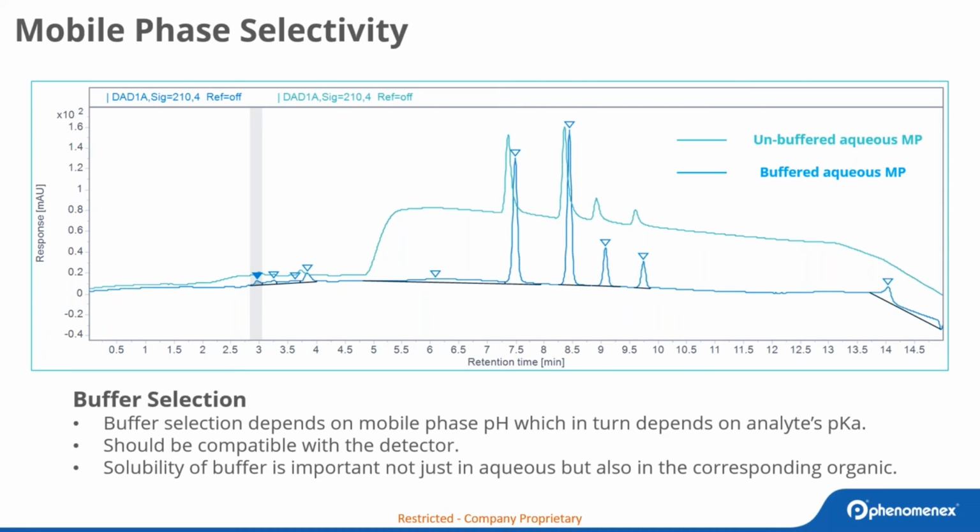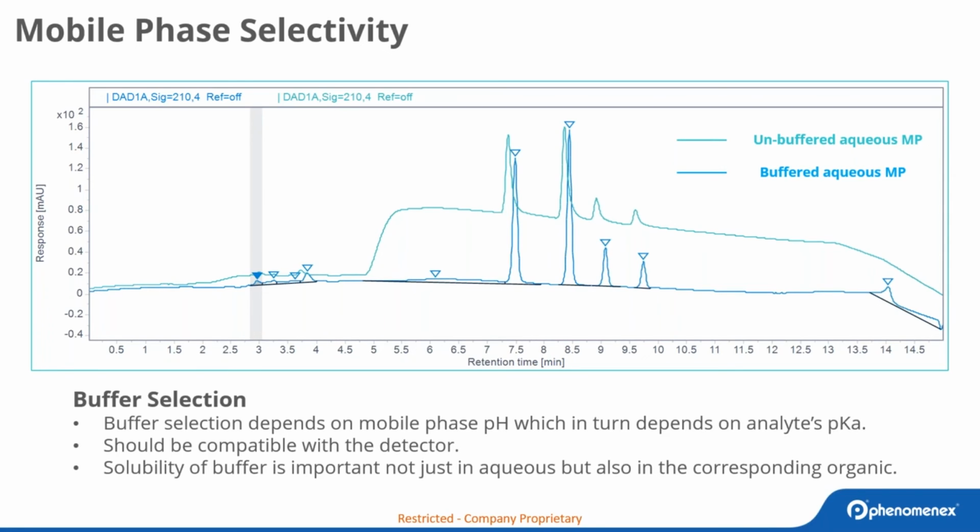The buffer should always be compatible with the detector. That's an important thing not to forget. Buffers or additives used with mass spec should always be volatile. So ammonium salts, formic acid, and triethylamine are the most common additives.